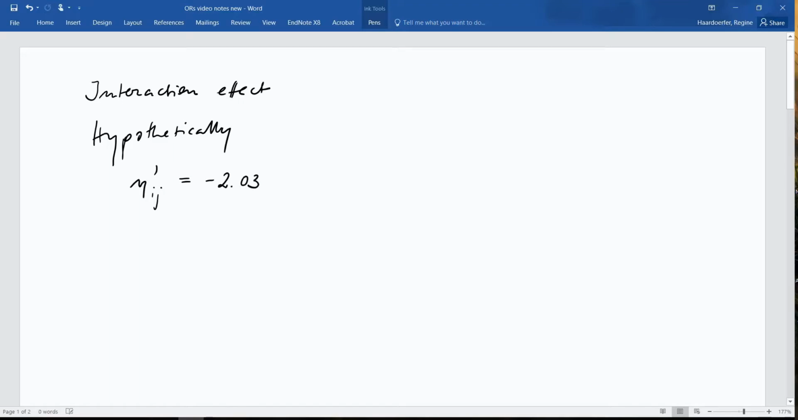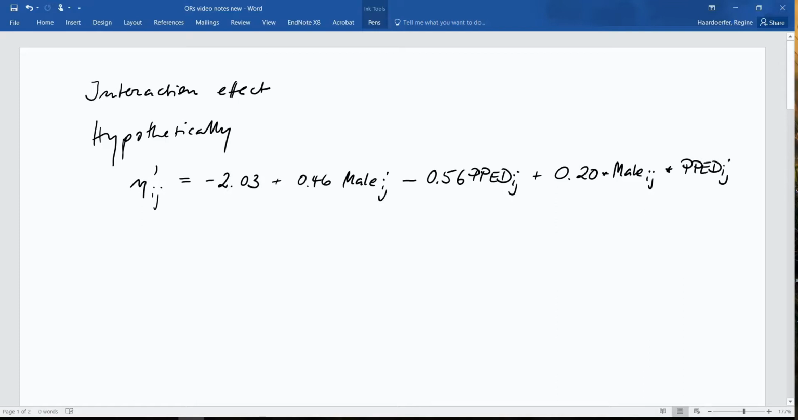I didn't change the numbers for the direct effects, which is not going to happen in real life unless the interaction effect is really 0. But just for this example, we're going to keep it this way. And then I have 0.02 times gender times the pre-primary education at this point.